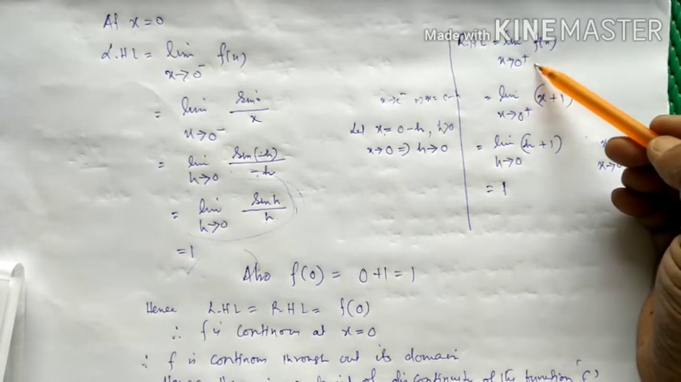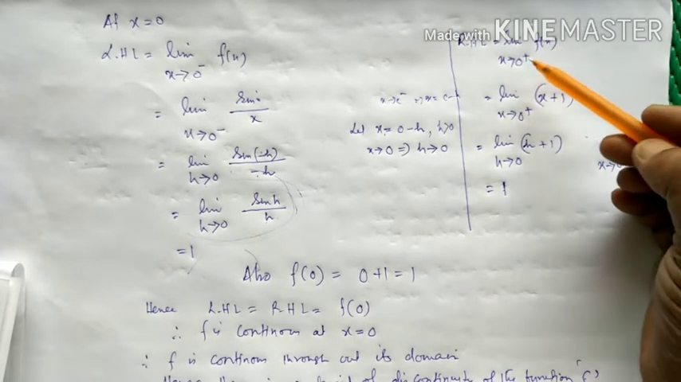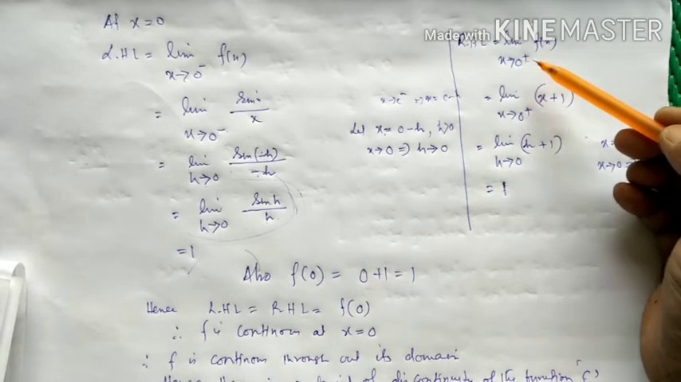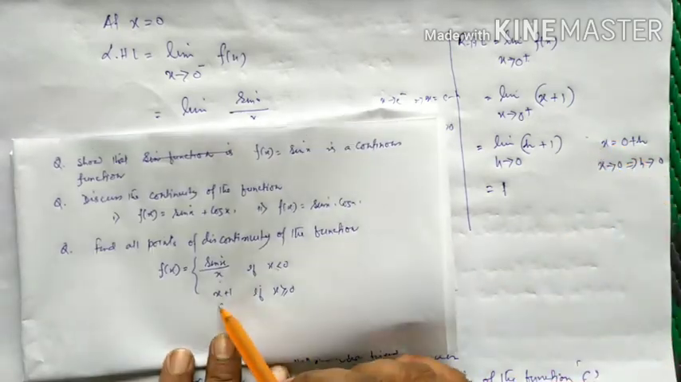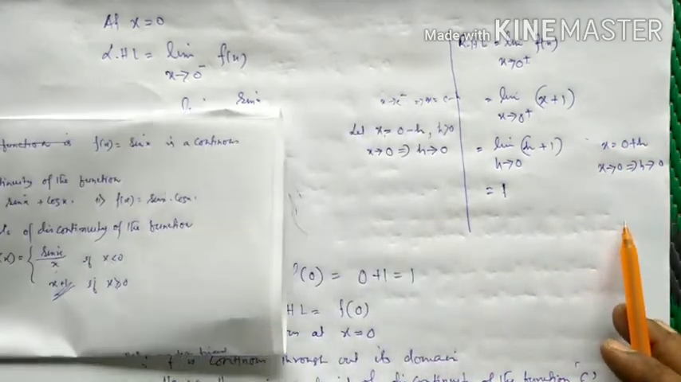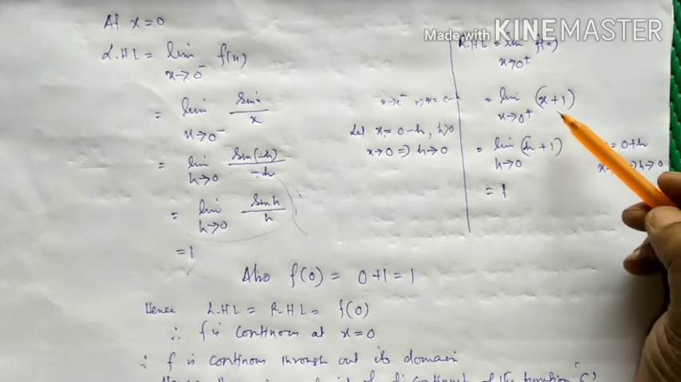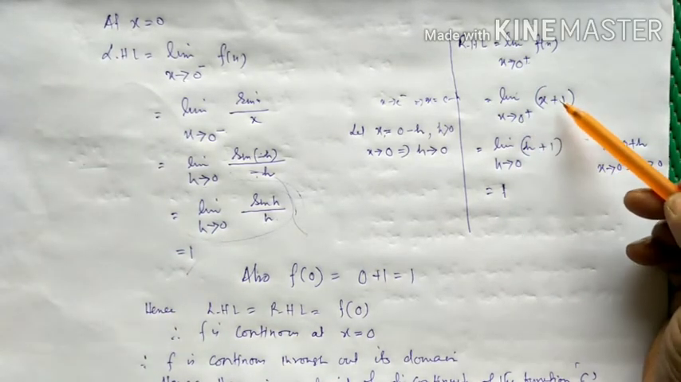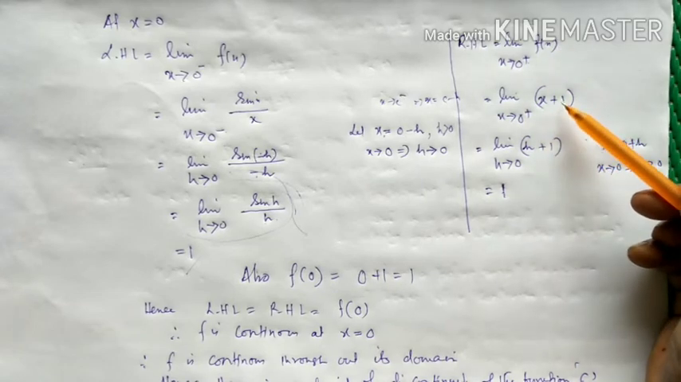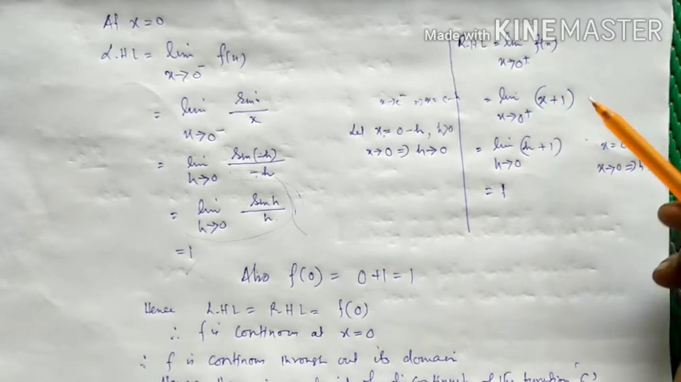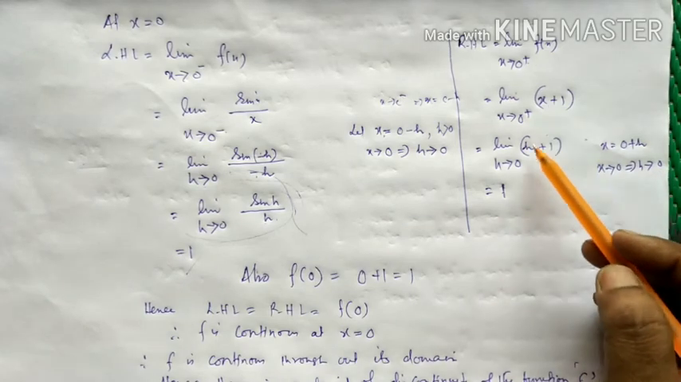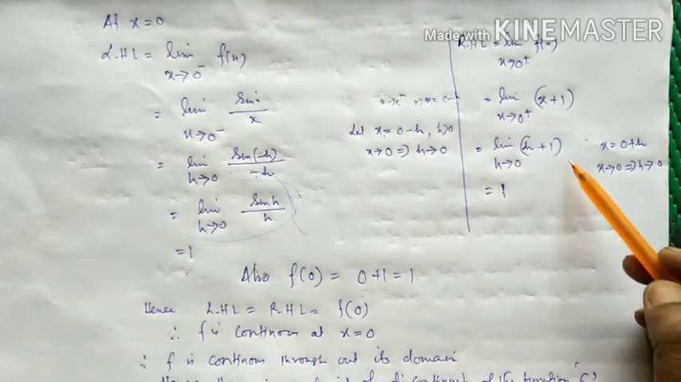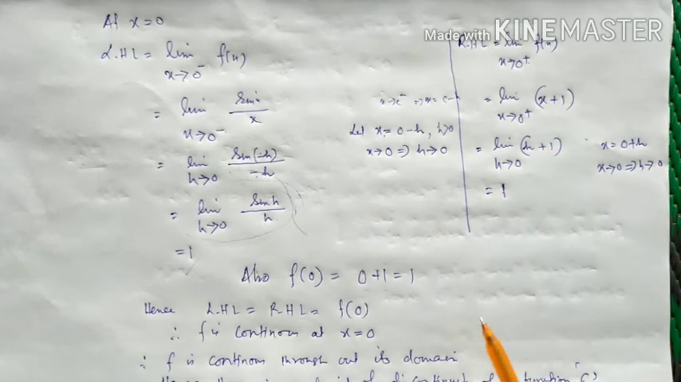Limit x tends to 0 plus f(x). x tends to 0 plus means x is greater than 0. When x is greater than 0, what is your functional value? The functional value is x plus 1. So you can write limit x tends to 0 plus of x plus 1, because f(x) is equal to x plus 1 when x is greater than 0. And when x is greater than 0, you can write x equal to 0 plus h, and x tends to 0 means h tends to 0. So replacing x by h and changing the limit to h, finally you put in the value and you get 1.